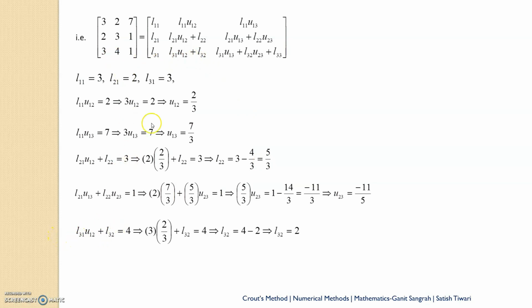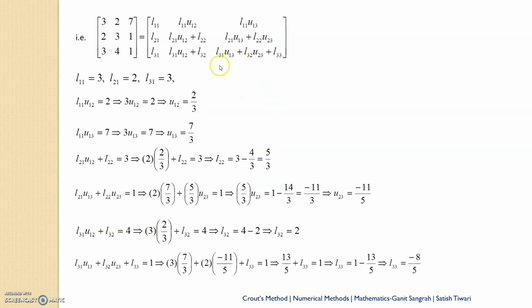L31 we know already, that is 3. U12 we know already, that is 2 by 3. Substitute here, we will get, what is it? L32. Now after that, at last we will find out this. We just compare this last term with this one and put all the values which are known to us, and we just say L33 will then be equal to minus 8 by 5. So here we have obtained all 9 constants.